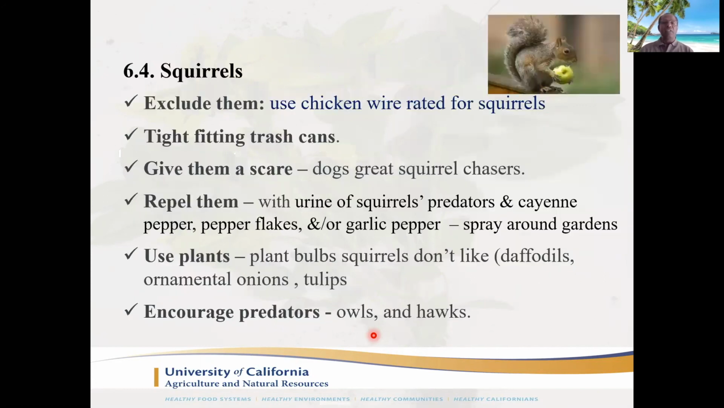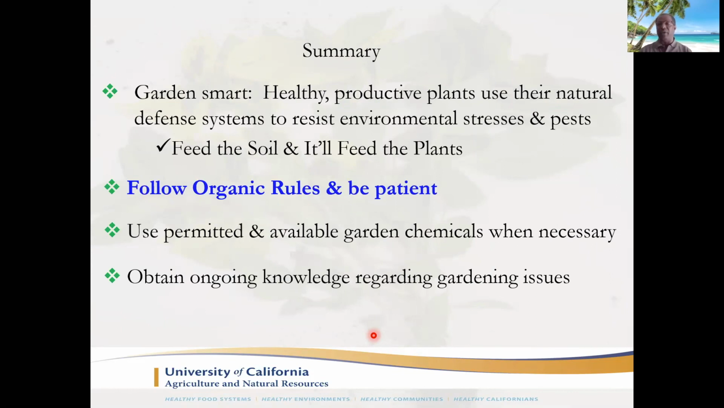All right, so squirrels. Excluding them: tight-fitting trash cans, because they love anything trash. They play with it, and in the meantime, they make your garden a playground, okay? Tight-fitting trash cans, give them a scare, repel them, use plants, encourage predators. Okay, those are what we have to discuss.